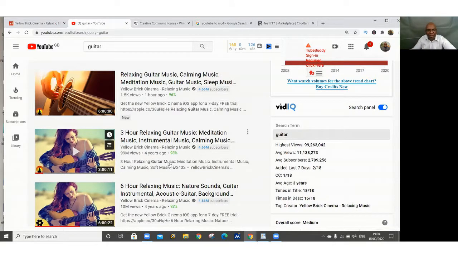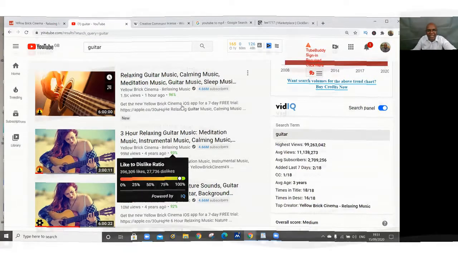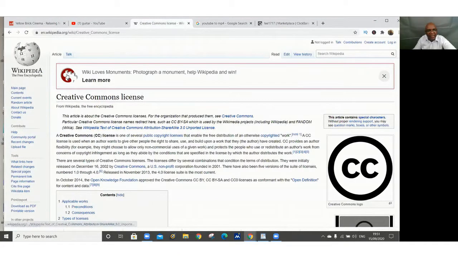So there is what is called Creative Commons. And if we are to go and find out the definition of Creative Commons, yes, this is Wikipedia. And it says Creative Commons license is one of the several public copyright licenses that enable the free distribution of an otherwise copyrighted work. A CC license is used when an author wants to give other people the right to share, to use, and build on. It means to edit it, to build on a work that they, the author, have created, right? So that's the summary about Creative Commons.